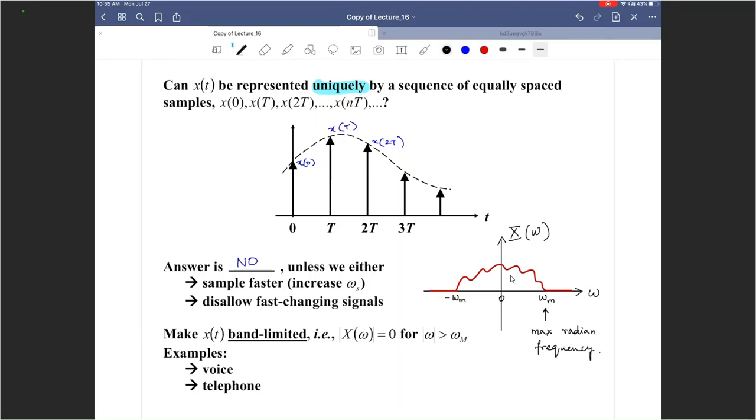Omega m stands for the maximum radian frequency in the signal. So if I say that humans use 200 hertz to 4 kilohertz, what is omega m in that case? What would be the highest frequency for voice? That's for voice. Omega m. All right, thank you.